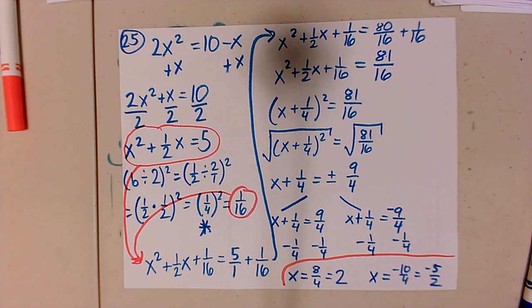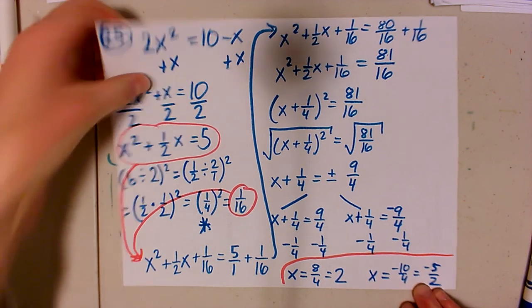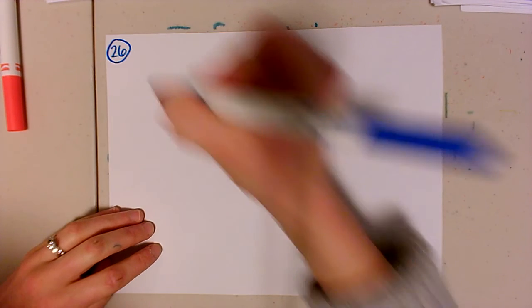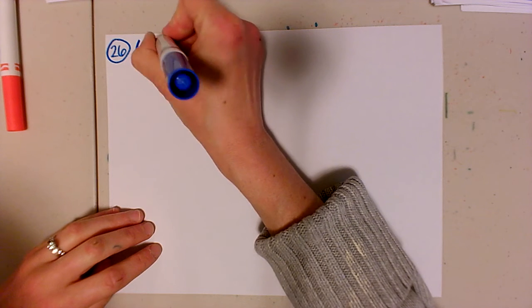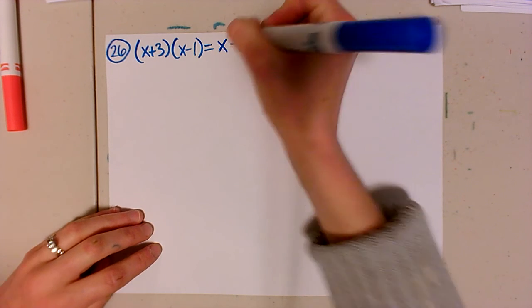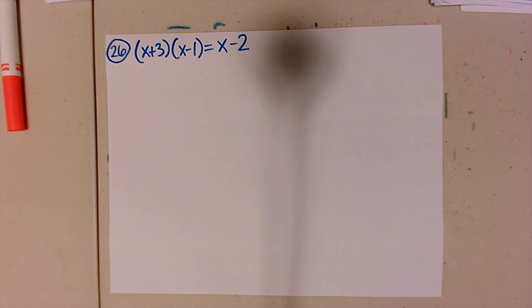So that's 25. So the last one that we have to do is 26. For 26, I have x plus 3 times x minus 1 equals x minus 2. So this doesn't look like anything we've done so far. What we're going to have to do is FOIL that all out and get it to look like a quadratic. We're going to have to do the actual work to get it to look like a quadratic before we can complete the square.